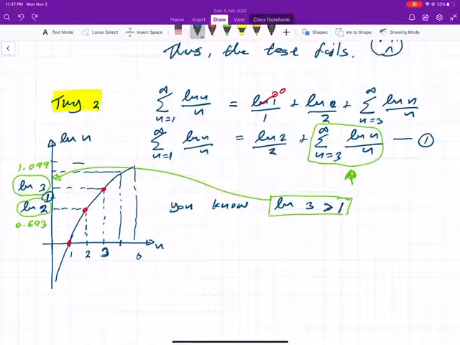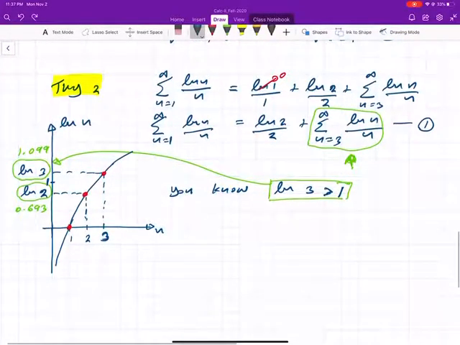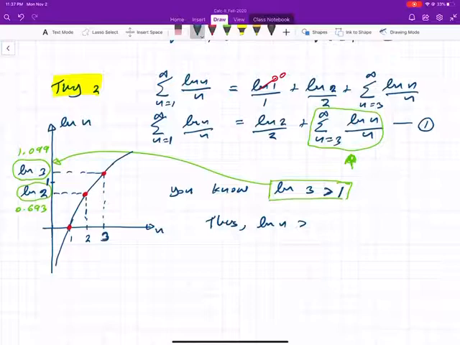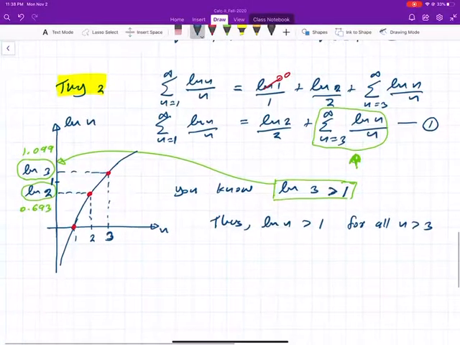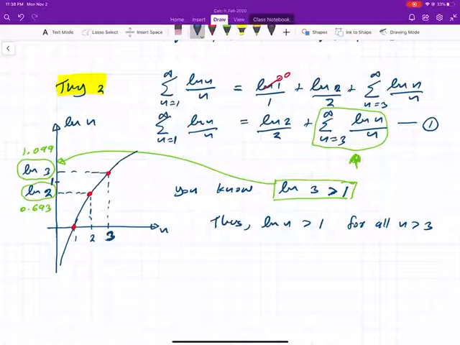That means ln n is greater than 1 for all n greater than 3. When n is greater than 3, all the logarithm values are greater than 1. So that is very clear to you now. This is actually Calc 1 work.